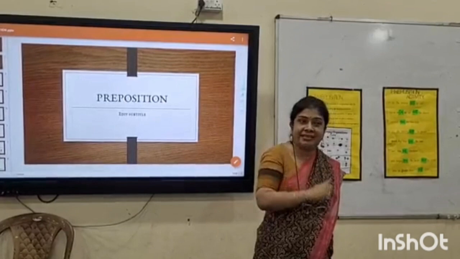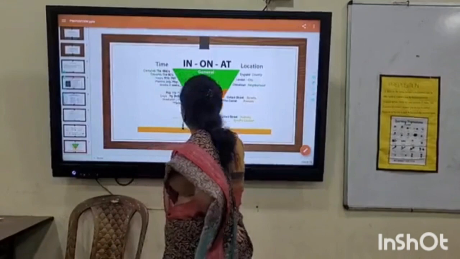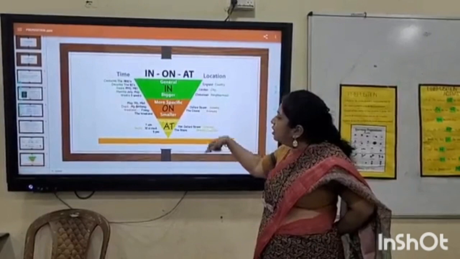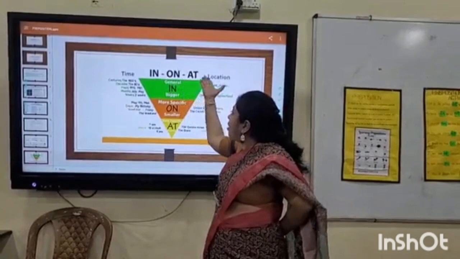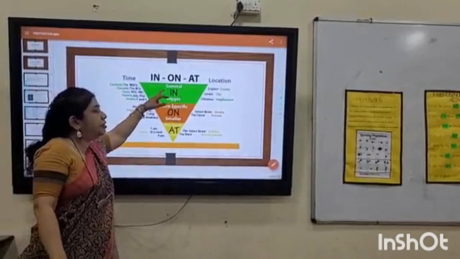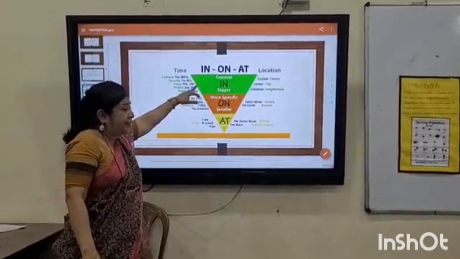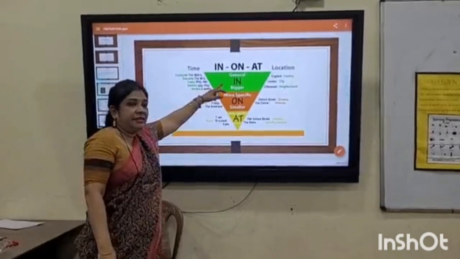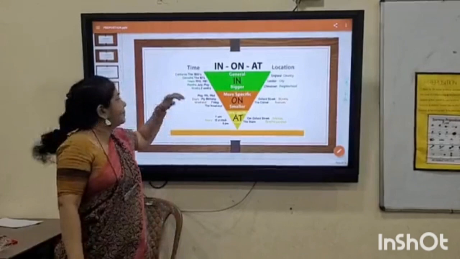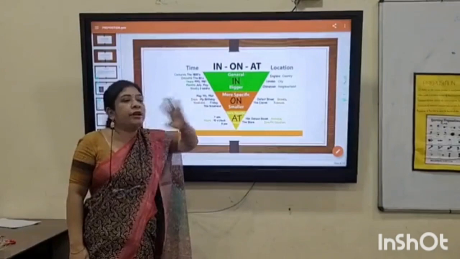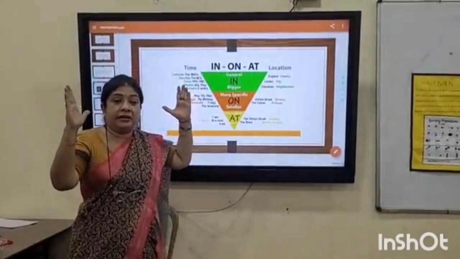Okay? Now we will deal with preposition of time. So here I'm showing you a triangle where we have used in, on, at. First I will deal with preposition of time. When we are speaking about general or a bigger span of time, we use preposition in. For example, in the 80s, the mothers were more strict. Okay. So, in the year 1970, we were not born. Okay. So, a whole year, total 365 days.